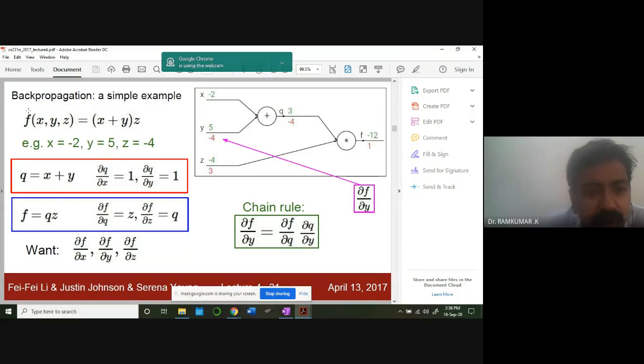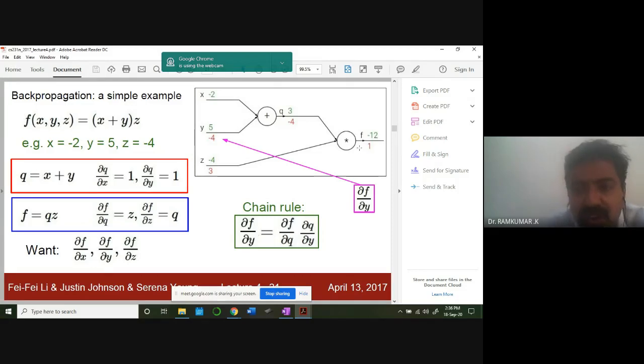Here we have a function f of x, y, z is a function: x plus y into z. That is the function. What have we done? We are splitting it. The professor from Stanford has split it up in order to explain. So x is here, y is here. You add these two, you get that one. Then z is here. So I'm going to multiply x plus y, q, into z. So I get the function like this.